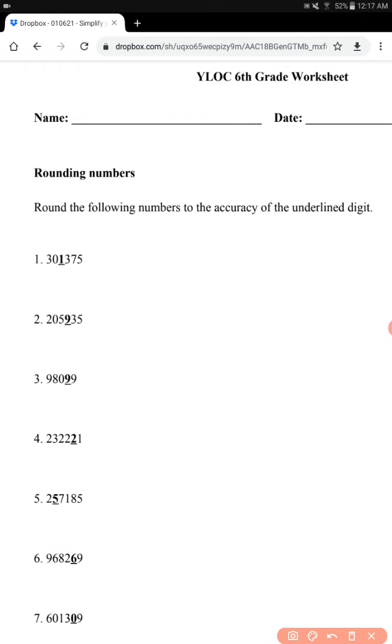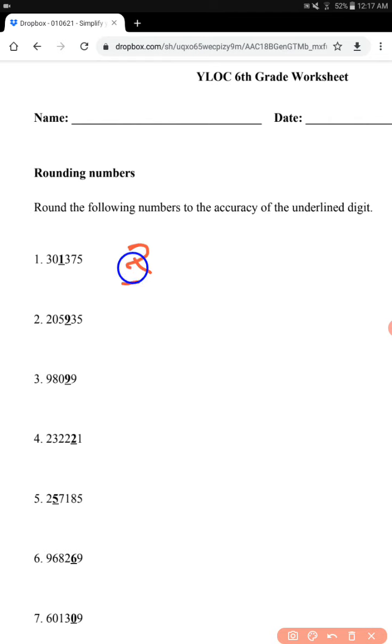So let's look at number 1. The underlined digit is 1, so we look at the number after 1, to the right of 1. And that number will be 3. 3 is less than 5, which means that we would round down.